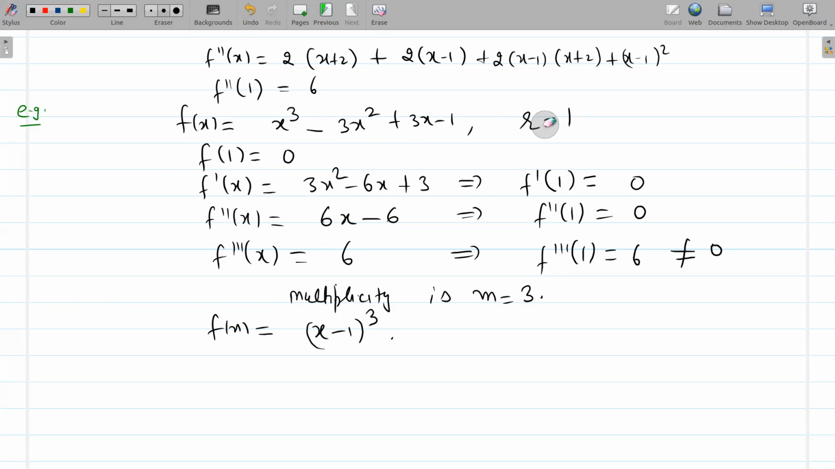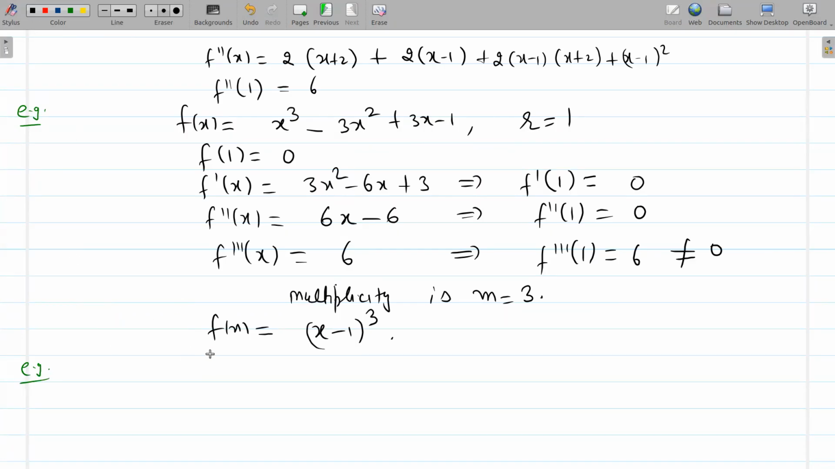Okay, so if you know the root, fit it, compute its derivative and fit the root. First derivative 0, then compute the second, second 0, compute the third. If the third is also 0, compute the fourth. If the fourth derivative is non-zero, then the multiplicity of the root is 4. Okay, that was a direct problem.